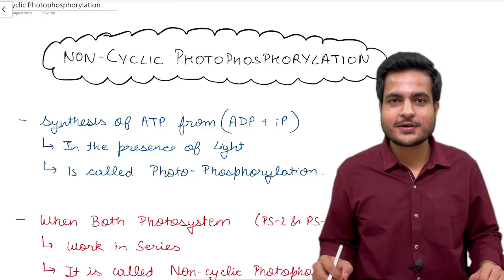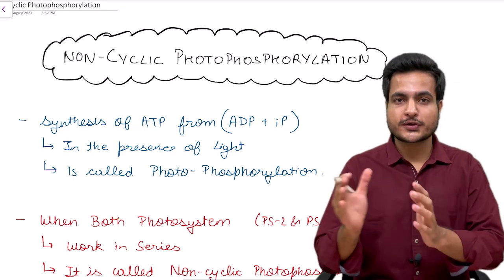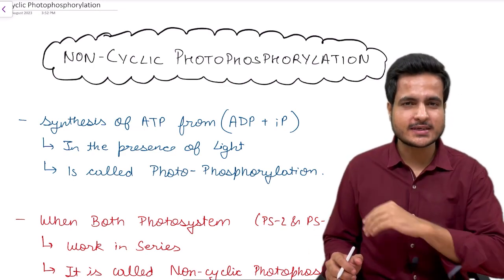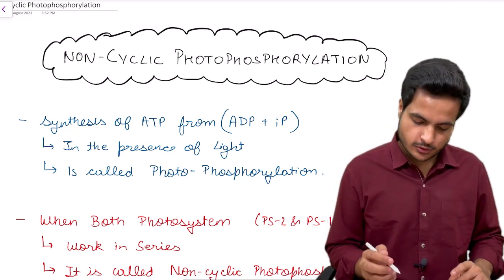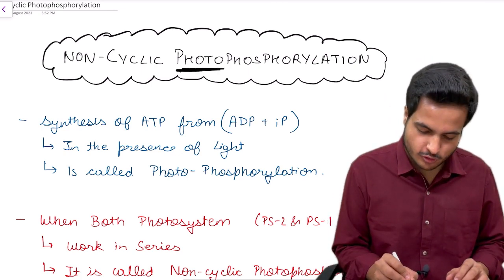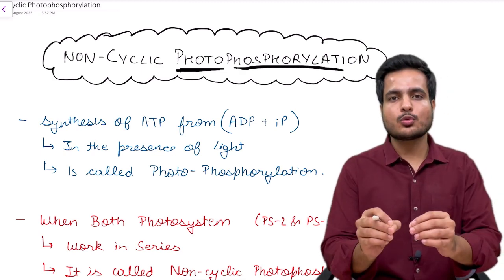Hello everyone, in this video we'll be discussing non-cyclic photophosphorylation. Let's start the discussion with the word photophosphorylation. What do we mean by this complex term? We will break this term into two parts. One is photo, and photo means light, and phosphorylation means adding phosphate to the reaction.